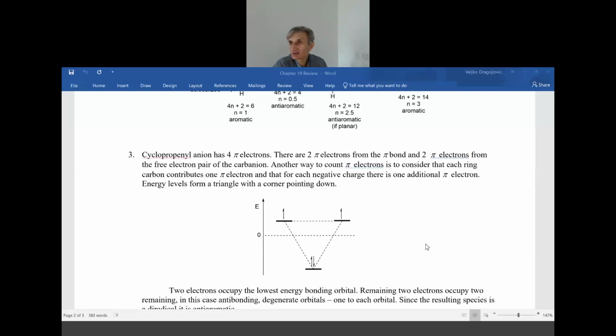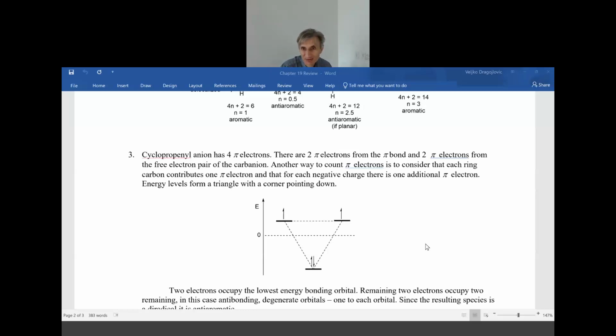That free electron pair is 2 more electrons, a total of 4. Another way to look at it is to simply consider the delocalized species that has 3 carbons. So a 3 carbon ring that is delocalized. Each carbon would contribute its p orbital and 1 electron. That's 3 electrons, plus 1 electron for the negative charge. And that will be 4 electrons. The first way of counting, 1 electron pair from a pi bond and another free electron pair, is usually easier.